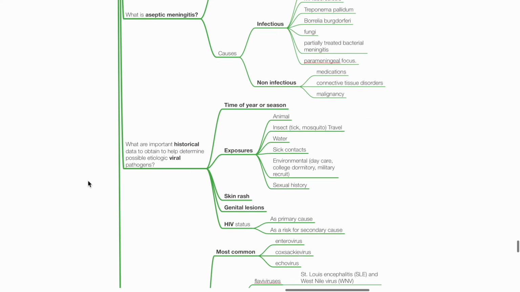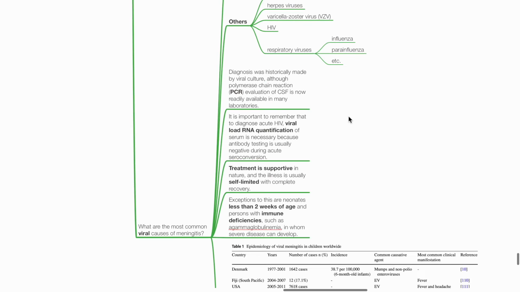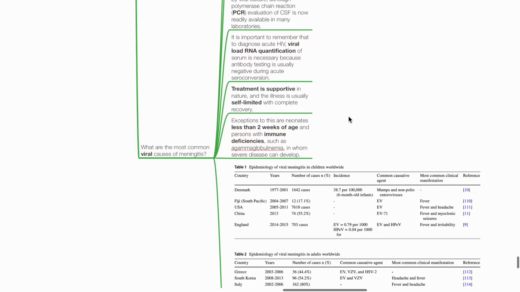What are important historical data to obtain to help determine possible etiologic viral pathogens? This includes time of year or season, exposure to animals, insects, travel history, water source, sick contact, environmental factors such as daycare, college, dorm, or military recruit, and sexual history, presence or absence of skin rash, genital lesions, and HIV status. What are the most common viral causes of meningitis?